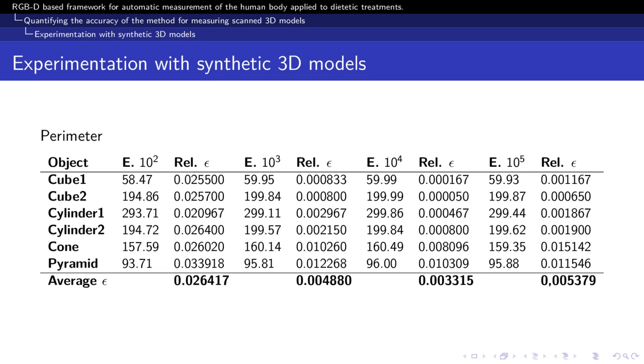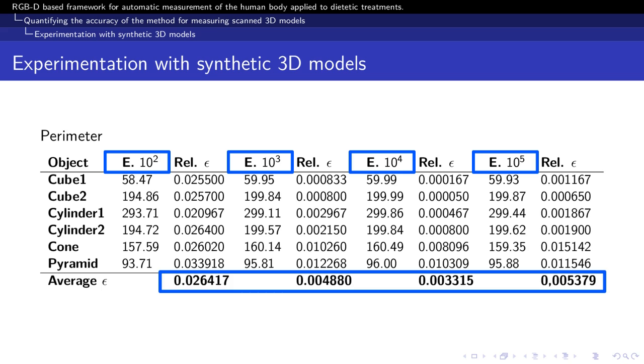In the synthetic measurements, we have measured the objects by launching different amounts of rays: 100, 1000, 10,000, and 100,000. For the perimeter, the relative error levels are quite low, and as we can see, the error decreases as we increase the number of rays until 100,000, where it increases again.